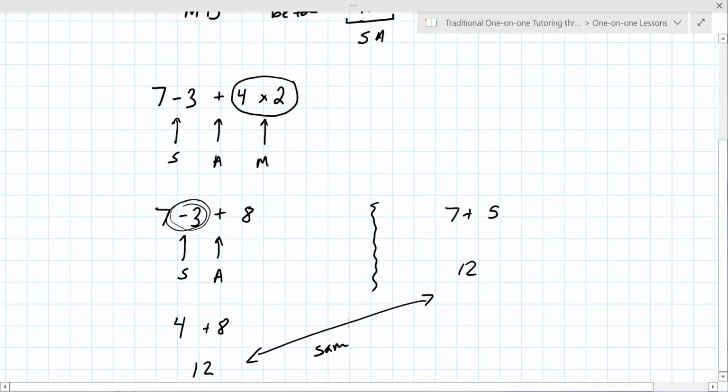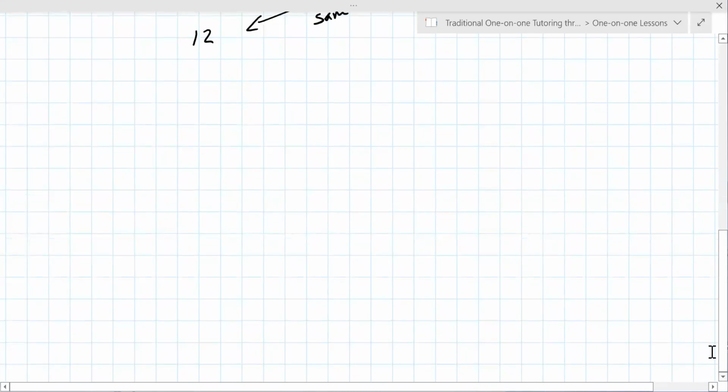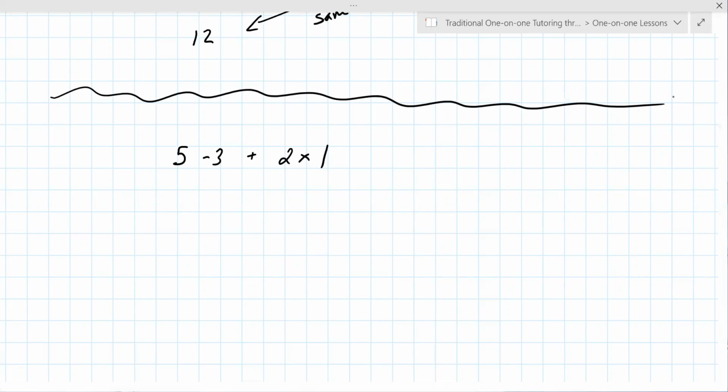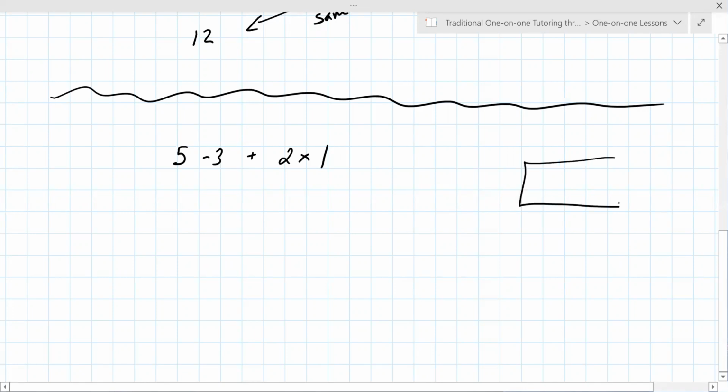So let's have you try one on your own here. See how you do. Let's go 5 minus 3 plus 2 times 1. So could you try that on your own, please? 2 times 1 is 2, and then 5 minus 3 is 2. Give me the final answer whenever you're ready. Like, assume there's a box on your page that I'm only going to look at. So, obviously you work it out, but I just want to know what goes in that final box. Okay.